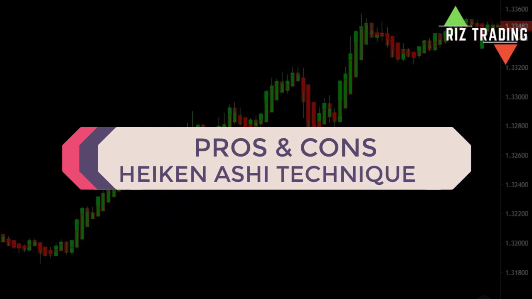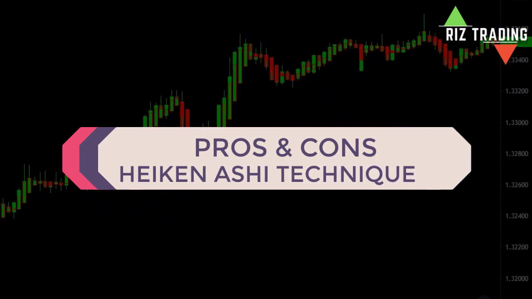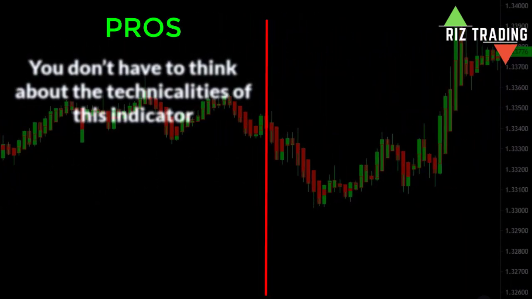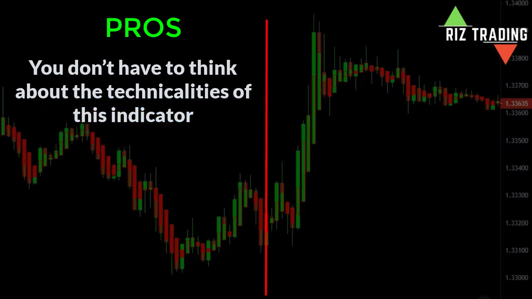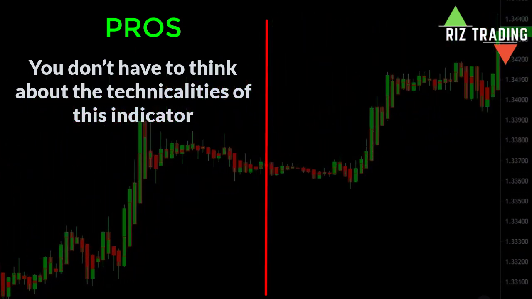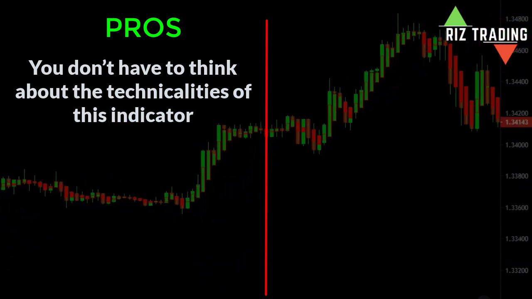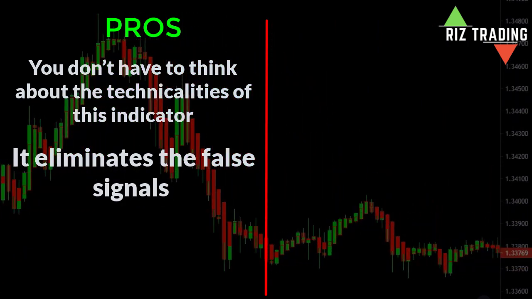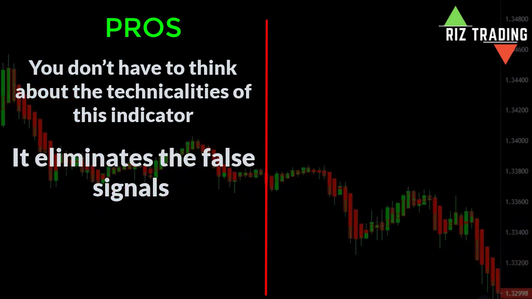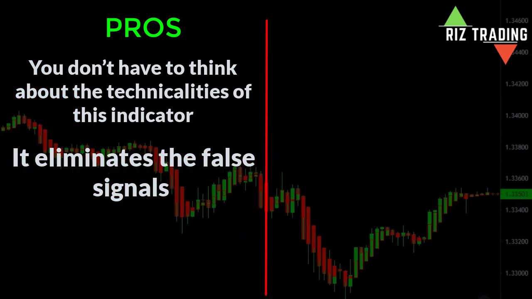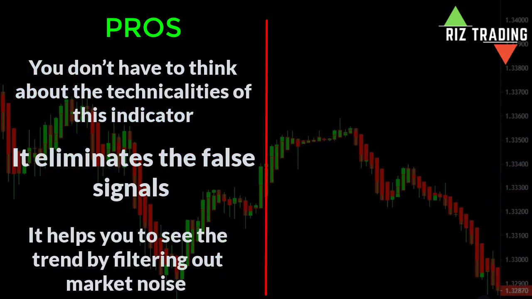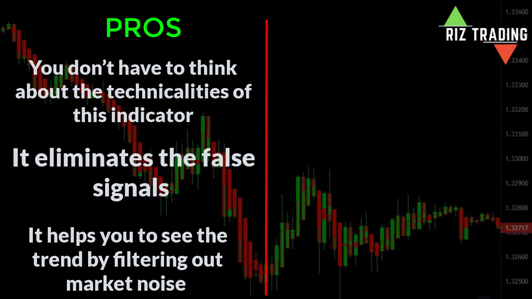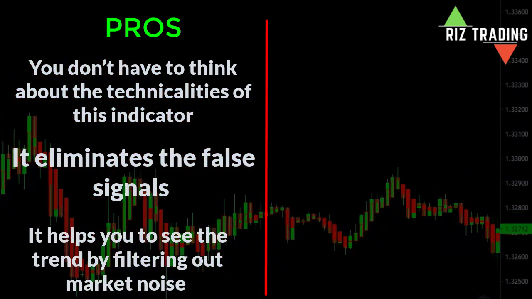Now let's talk about some pros and cons of the Heikin Ashi trading strategy. Let's start with the pros. Number 1. You don't have to think about the technicalities of this indicator. Unlike other indicators, it doesn't have any options or parameters to select. Number 2, it eliminates the false signals by slowing down the speed of the market. Number 3, it helps you to see the trend by filtering out market noise, so you can stay in the trade till the end of the trend.